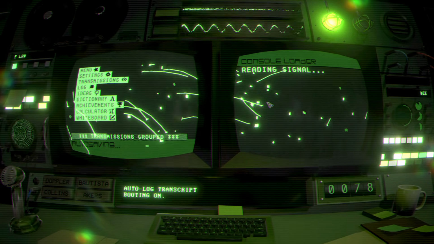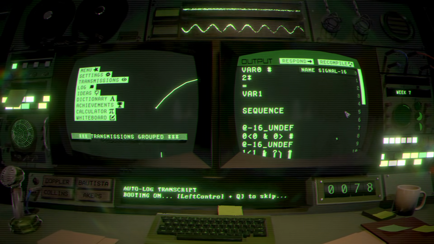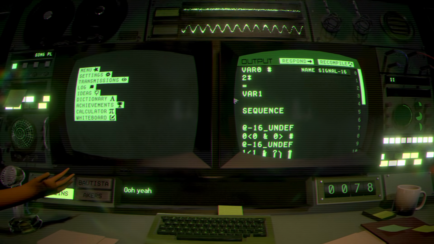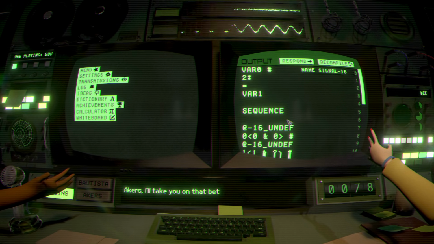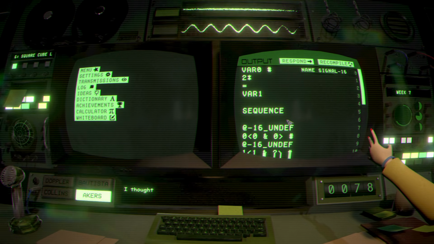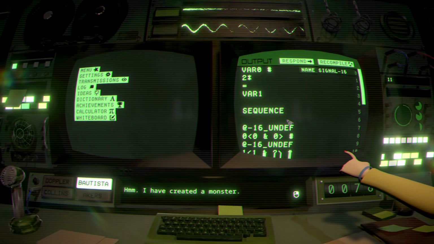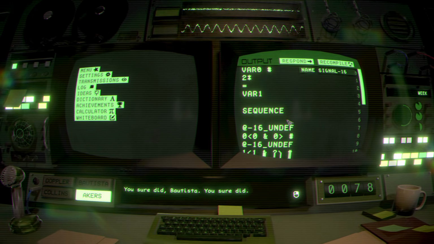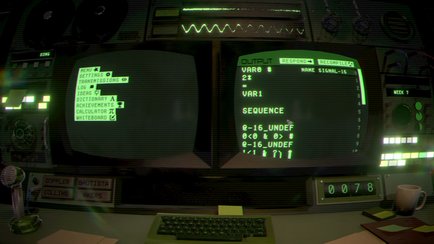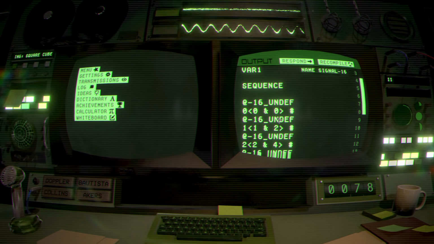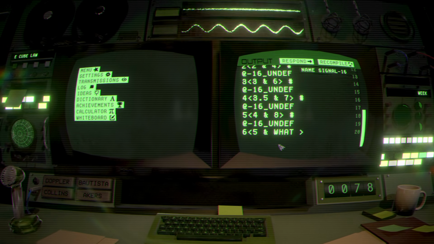Interesting. Hey, remember when someone bet that -9 would be the last signal we defined? Ooh, yeah, I remember. Acres will take on that bet again. I thought you didn't care about making bets, Collins. Well, I'm not against making money. I've created a monster. You sure did, Batista. You sure did. Because we have yet another signal. And a whole sequence of things. Okay.